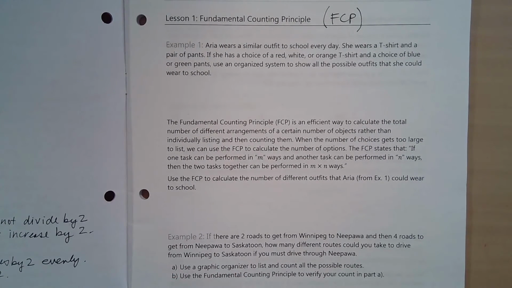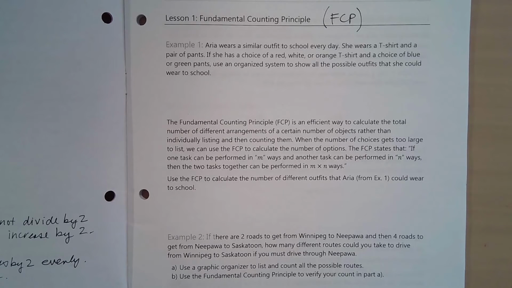So let's see example 1. Aria wears a similar outfit to school every day. She wears a t-shirt and a pair of pants. That's her uniform. If she has a choice of a red, white, or orange t-shirt, and her choice of pants is blue or green, use an organized system to show all possible outfits she could wear to school. Okay?